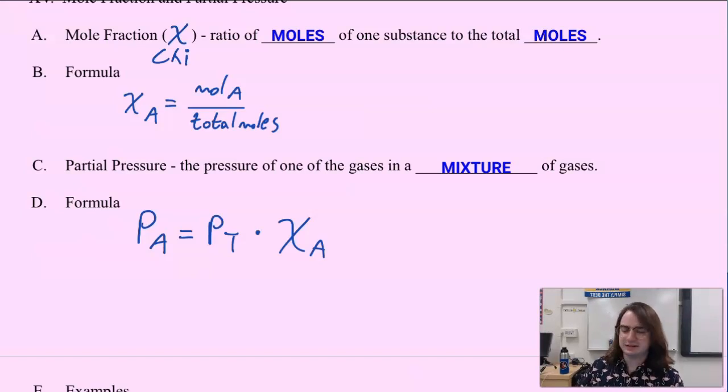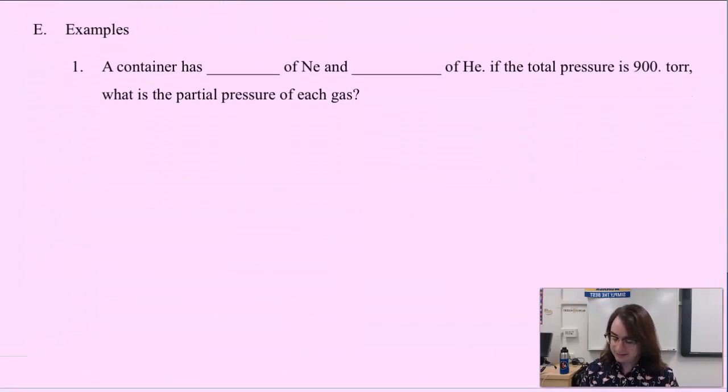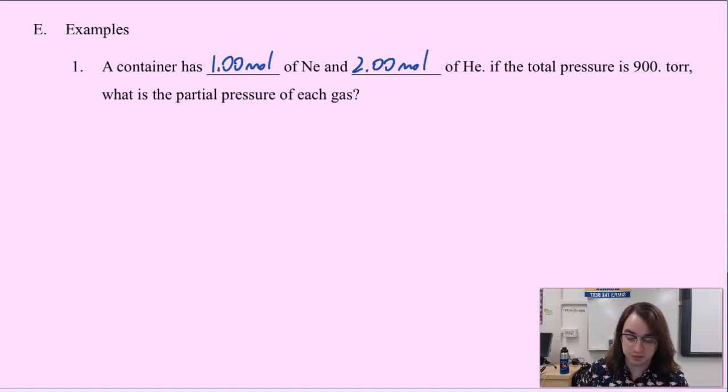This is not as complicated as it might sound. It's really just like dealing with percentages. So let me show you how this works. Let's say that we have a container that contains 1 mole of neon, and it has 2 moles of helium. If the total pressure is 900 torr, what is the partial pressure of each gas?